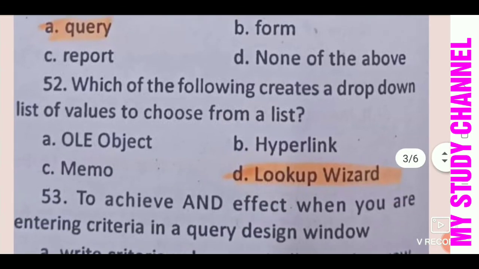Next question is, which of the following creates a drop-down list of values to choose from a list? Friends, guess the answer. A is OLE object, B is hyperlink, C is memo, and D is lookup widget. Friends, here the answer is lookup widget.